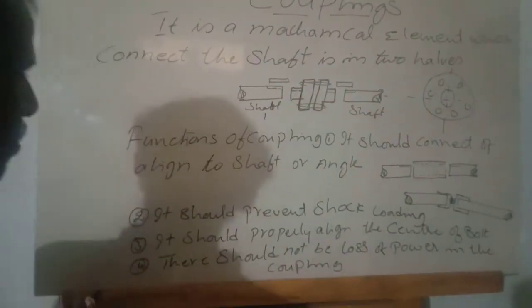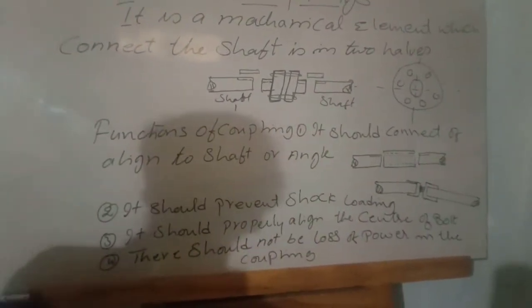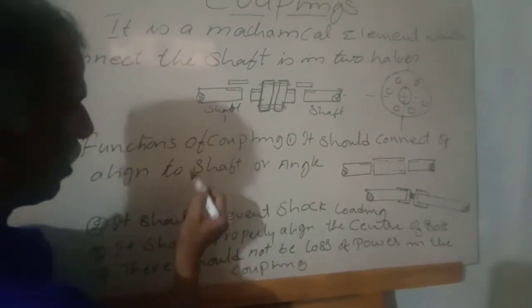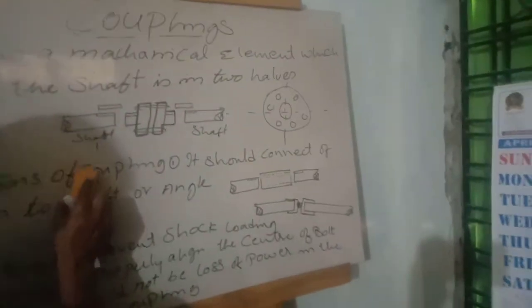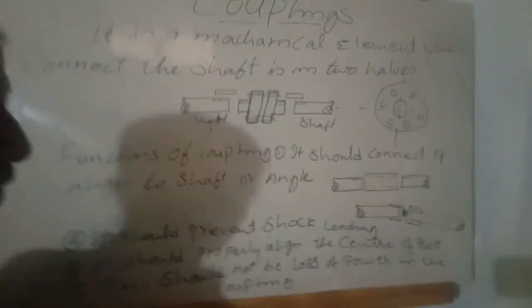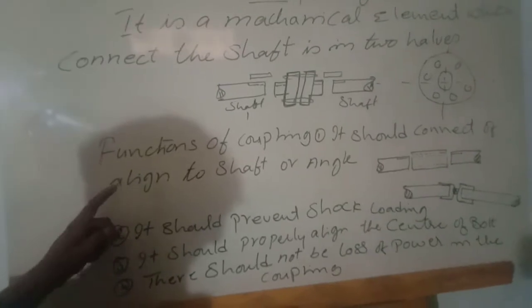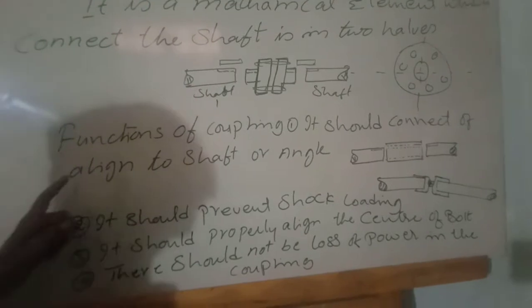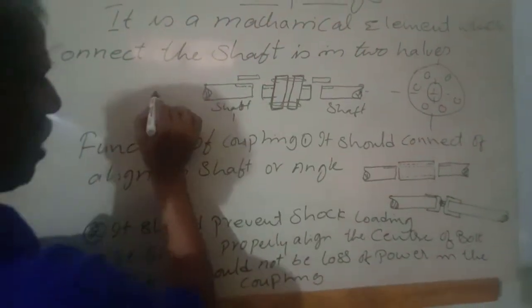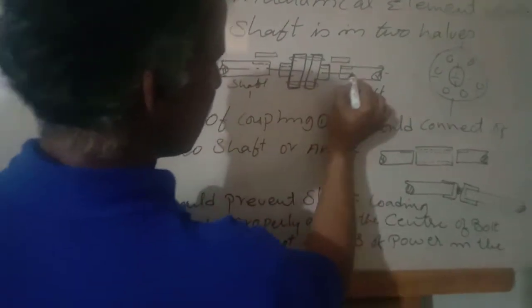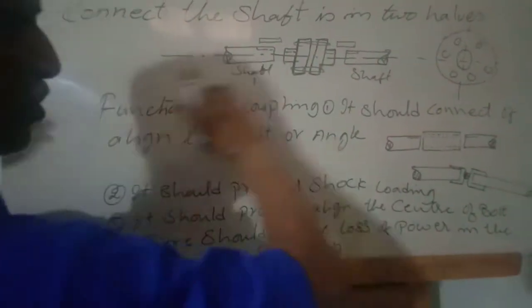We have a number of different types of couplings. Actually, what are the functions of a coupling? Functions of couplings. It should connect and align the shafts, or connect them at an angle. Align means the shaft axes should align straightly. This is the axis of the shaft.